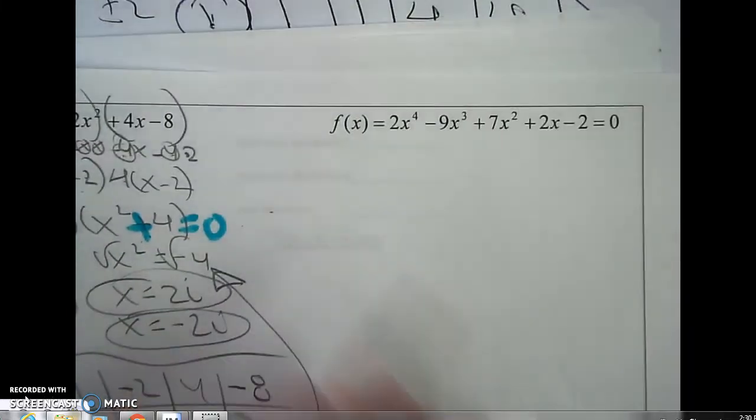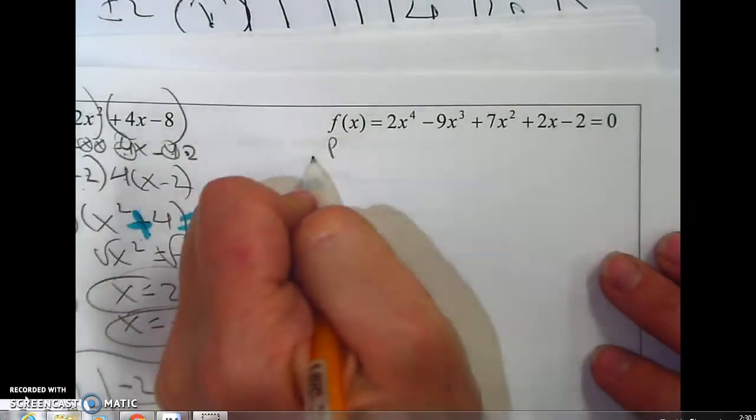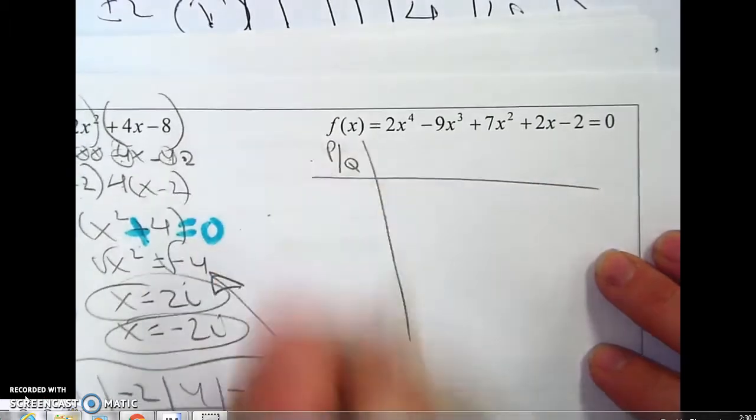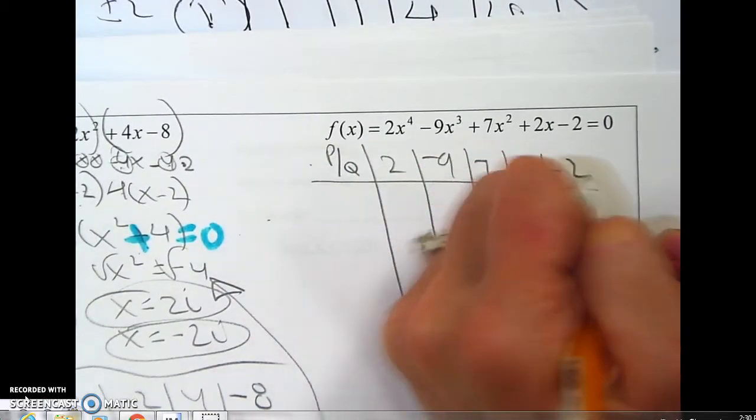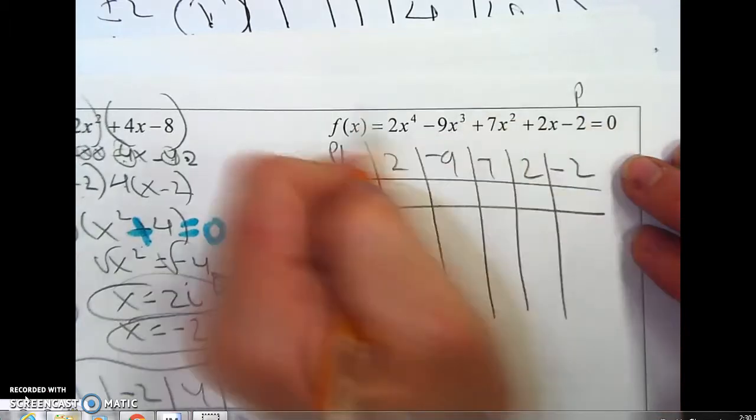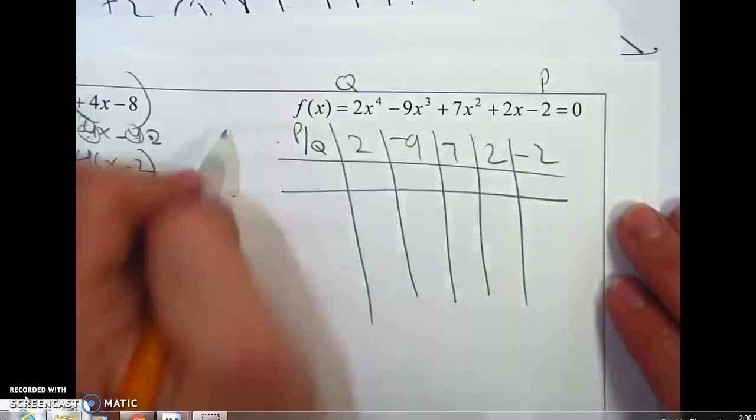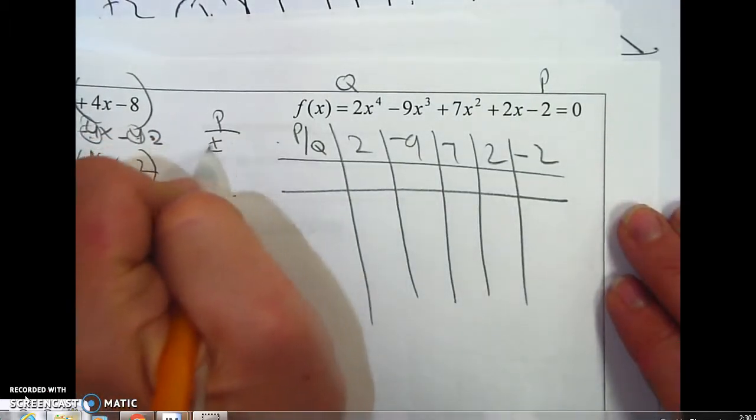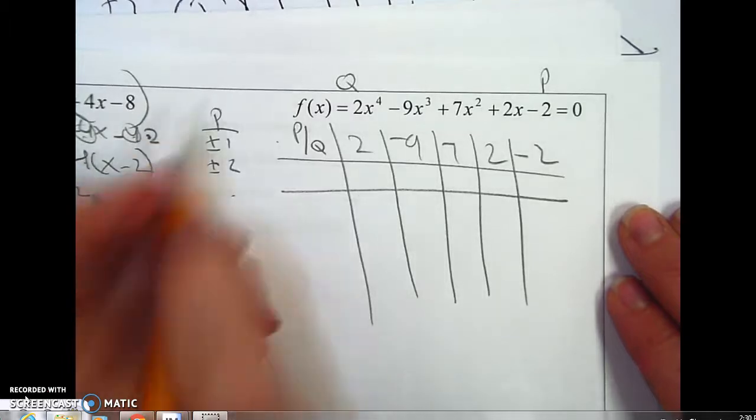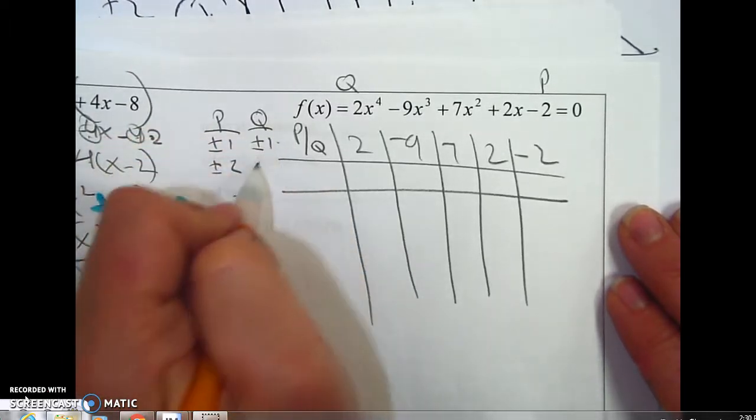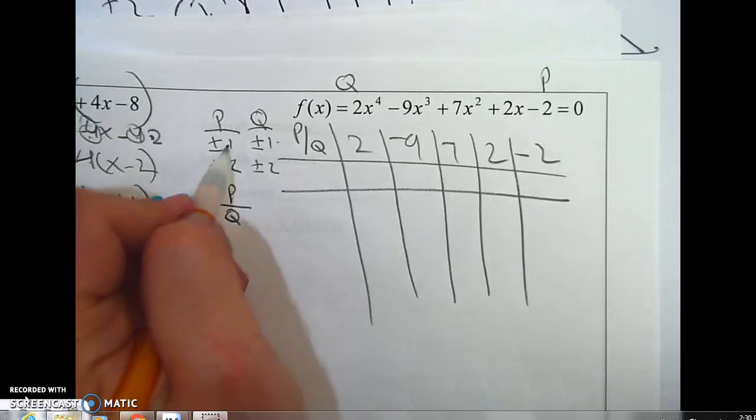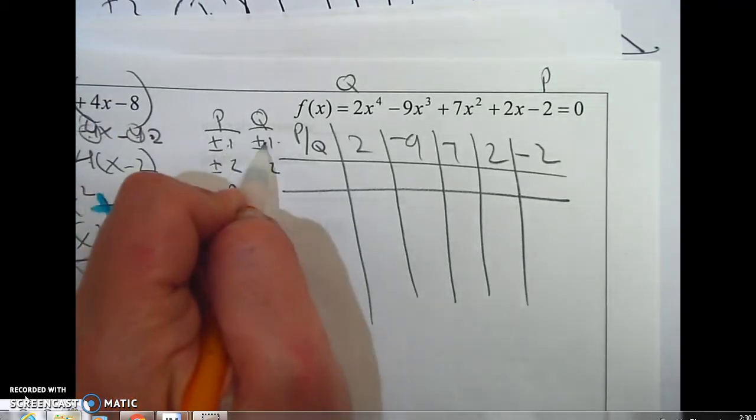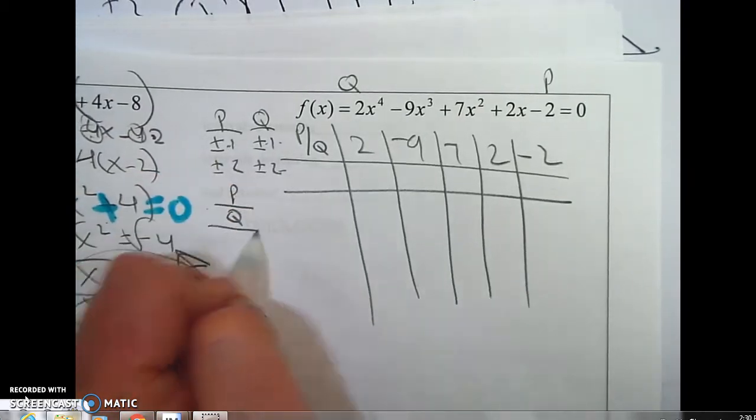Okay, last problem you'll see. You know you're going to have at least one where you can't factor. So I do my PQ. 2, negative 9, 7, 2, negative 2. My P and my Q. So my P is plus or minus 1, plus or minus 2. My Q is plus or minus 1 and plus or minus 2. But remember, I can go P over Q, which means I can go 1. Well, 1 over 1 is 1, but 1 over 2 is an option.